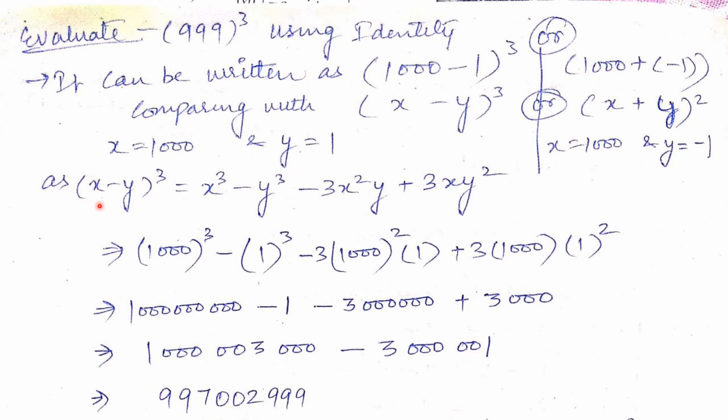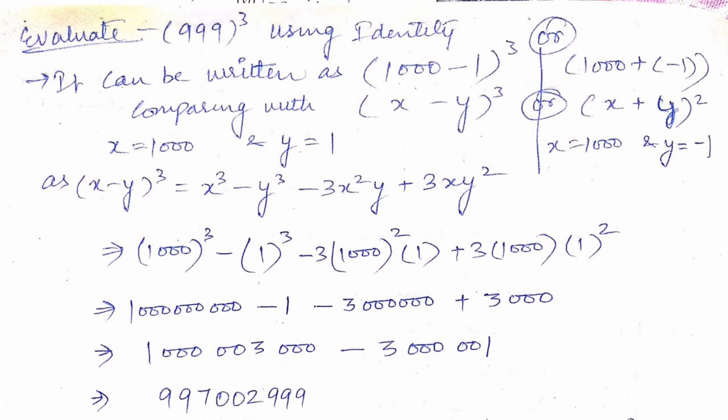Now the formula of (x minus y) whole cube, as I told you in the previous slide, is x cube minus y cube minus 3x square y plus 3xy square. Just put the values of x and y like this. By solving these, you can get this and finally this. This is not very difficult to understand. You can do it on your own.